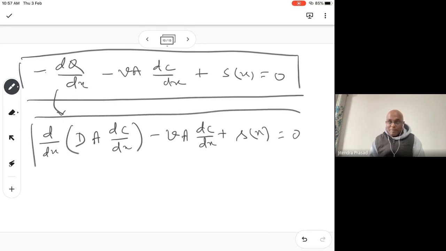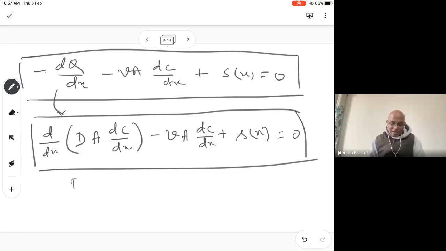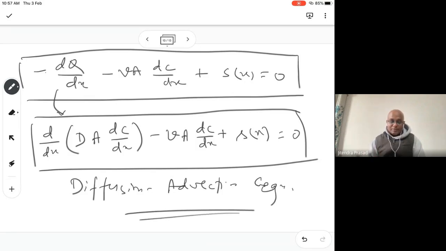This is called the diffusion-advection equation. Okay, guys, that is all. The rest you do the same way: you make it from the strong formulation, go to the weak formulation, and do the analysis. That's it. Okay, guys, I will see you tomorrow.